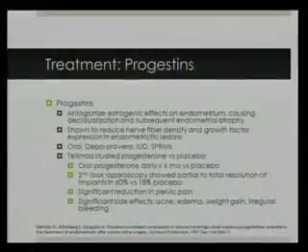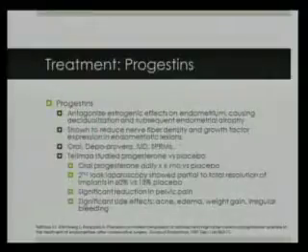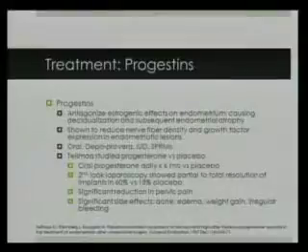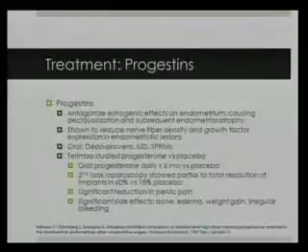So next is progestins. Progestins antagonize the estrogenic effects on the endometrium. They cause decidualization, they cause atrophy of the endometrium, and they reduce the nerve fiber density, like COCPs, and the growth factor expression. So these are good for that. We have oral, we have Depo-Provera, IUD, all different options.